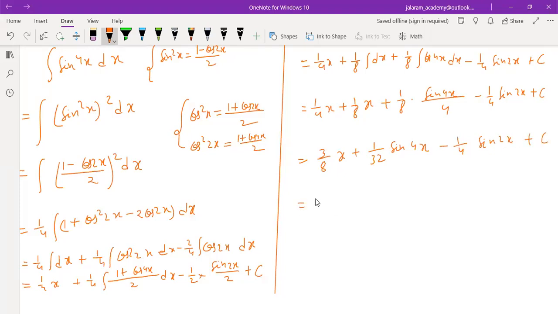Now take LCM, it is 32. So we take 1 by 32 common: 3 4s are 12x plus sine 4x minus 8 sine 2x plus c is the answer.